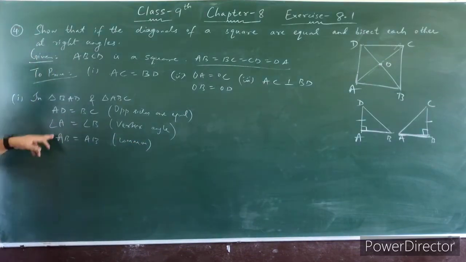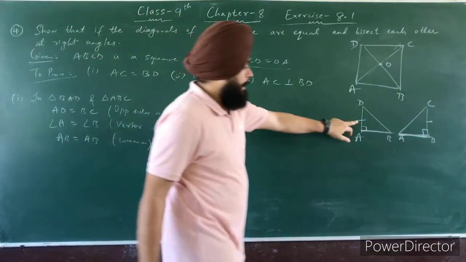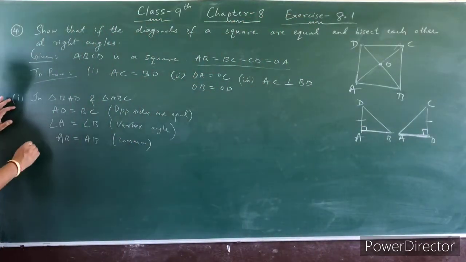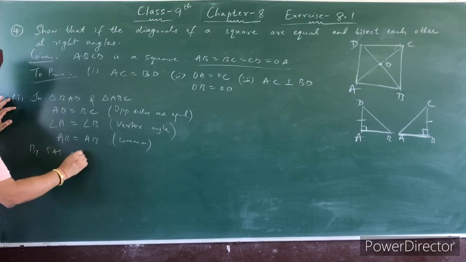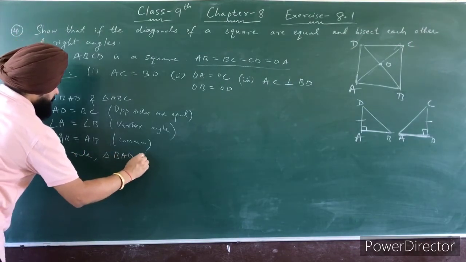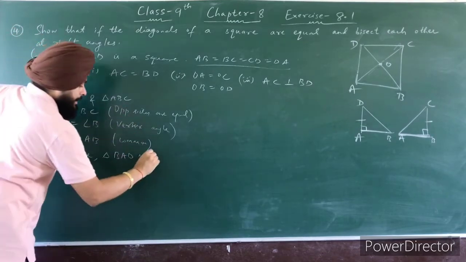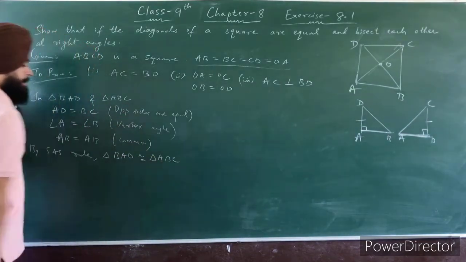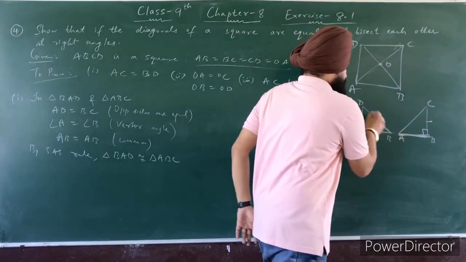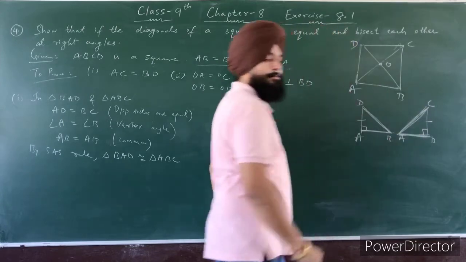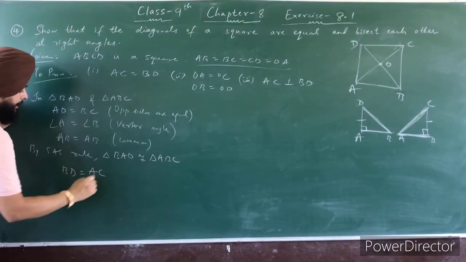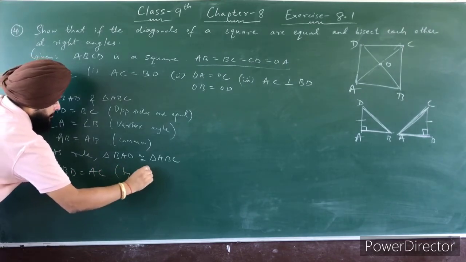Common side. So you can see here which criteria is used. By SAS congruence rule, triangle DAD is congruent to triangle ABC. Alright. Now if these two triangles are congruent, then you can take BD equal to AC by CPCT.